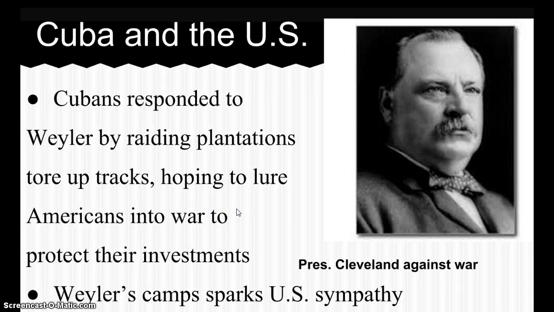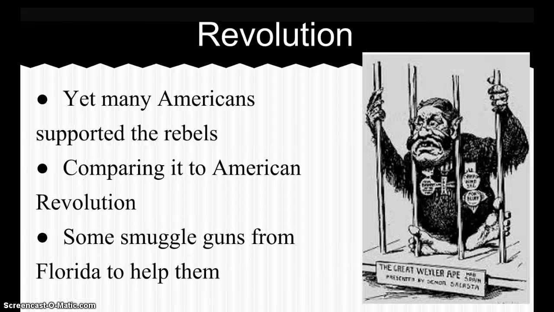This is a great review slide to make sure you guys wrote down the relationship between Cuba and the U.S. They really did hope to lure us in. But those camps, those pictures I showed you, really did spark U.S. sympathy. And so President Cleveland, though, at the time, is against the war. So you want to put down for the bullet, America supports Cuba, that, though they supported Cuba, did not want to get involved. We were trying not to get entangled, and so he remained neutral.